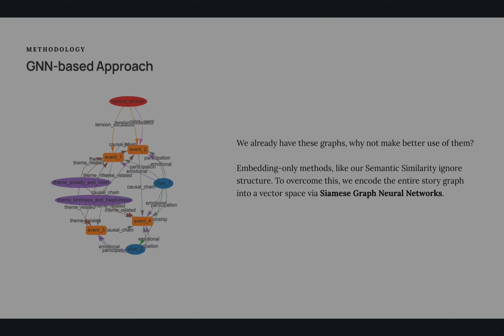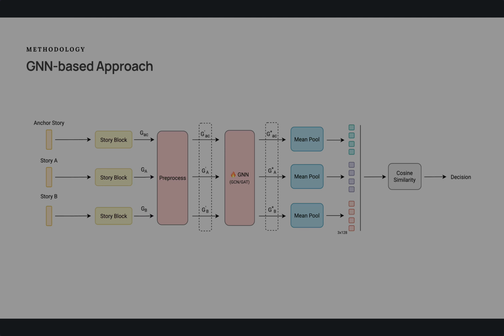Now that we already have graphs, why not use networks built for them? Our previous methods use either structure or meaning while completely ignoring the other side. To overcome this, we encode the entire story graph into a vector space via Siamese GNNs. Let's now understand the pipeline used.